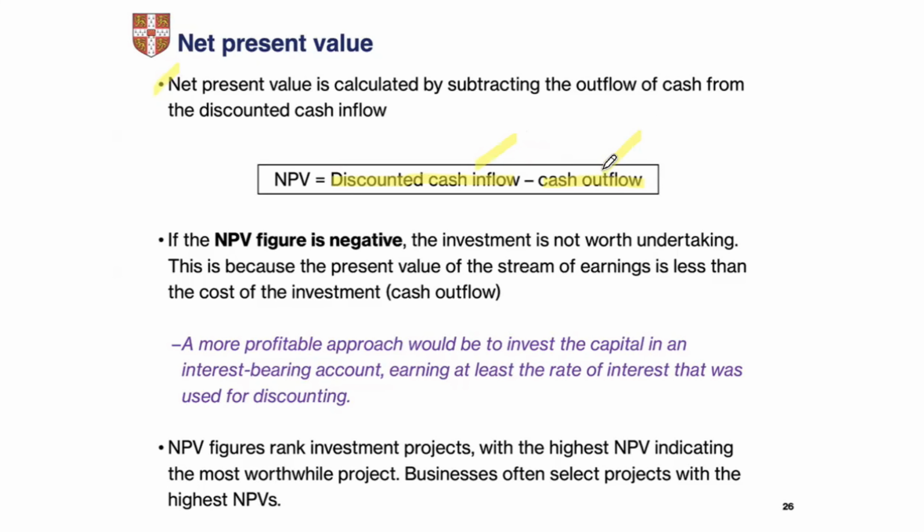How do we take the decision? If the NPV, the net present value, is negative, don't do the investment. It is a bad investment. All the cash inflows discounted today minus the cash outflows is giving us a negative figure. It is not worth us undertaking that investment. It's giving us a negative net present value. Why? This is because the present value of the streams of earnings, that is the future cash inflows, is less than the cost of the investment, which is the cash outflow.